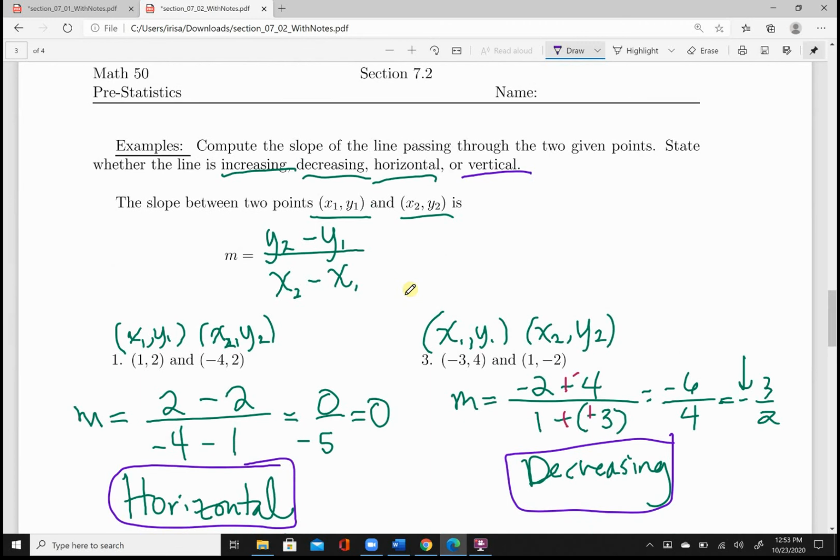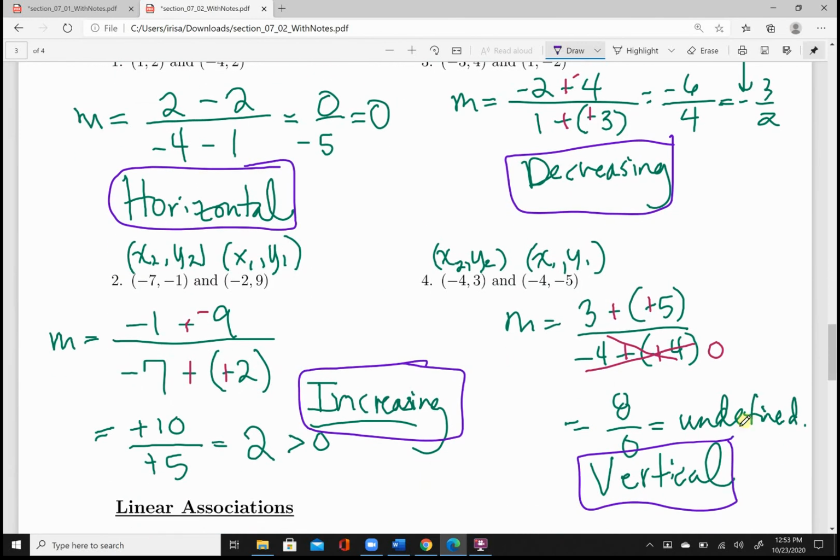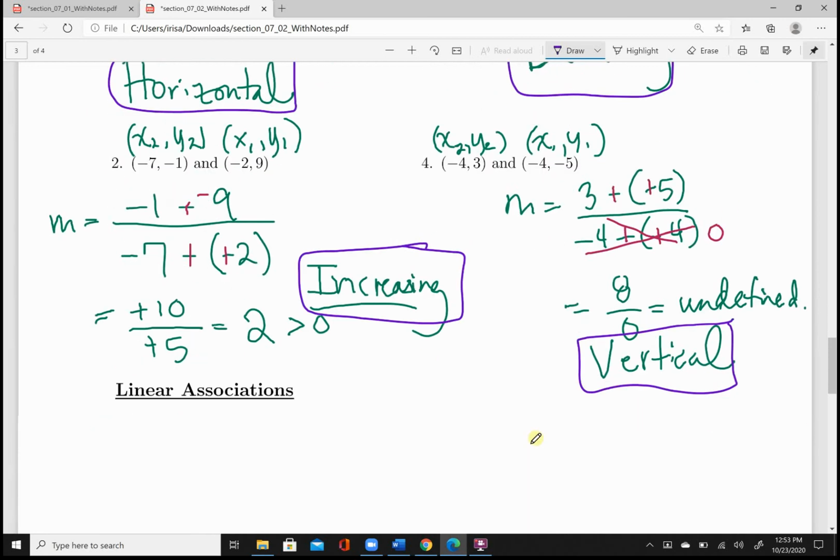All right, so again, the moral of the story is, when trying to find the slope of the line between 2 points, you use the slope formula, of course, and if your slope is 0, you're dealing with a horizontal line. If your slope is undefined, you're dealing with a vertical line. If it's positive, the line's increasing. If it's negative, the line's decreasing.